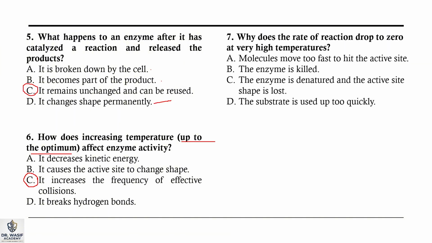Now question number 7. This one tackles the danger zone of temperature and tests your command of precise biological terminology. The question is, why does the rate of reaction drop to zero at very high temperatures? Remember this: drop to zero and very high temperature. Here the examiner is not asking about optimum temperature, he is asking about very high temperature. The options are on your screen. Take a moment and answer this question.